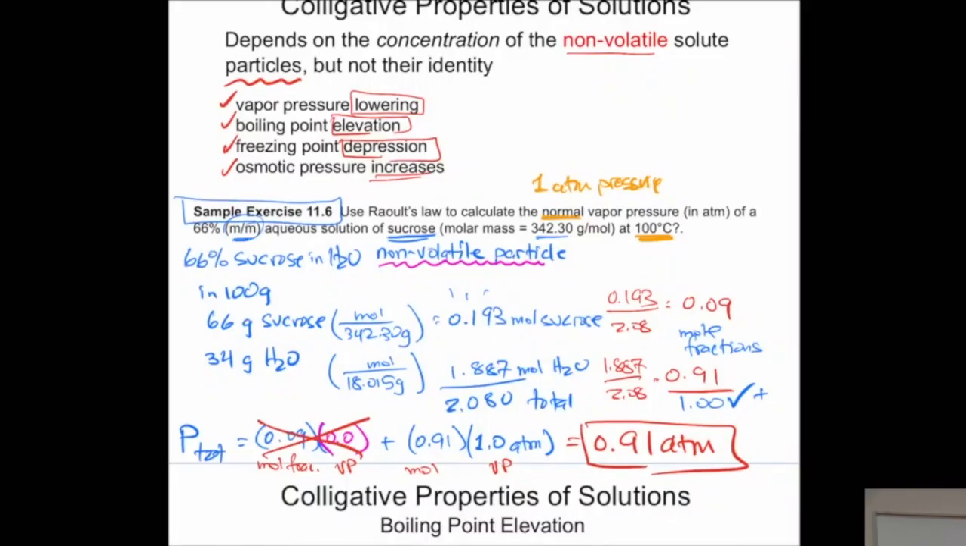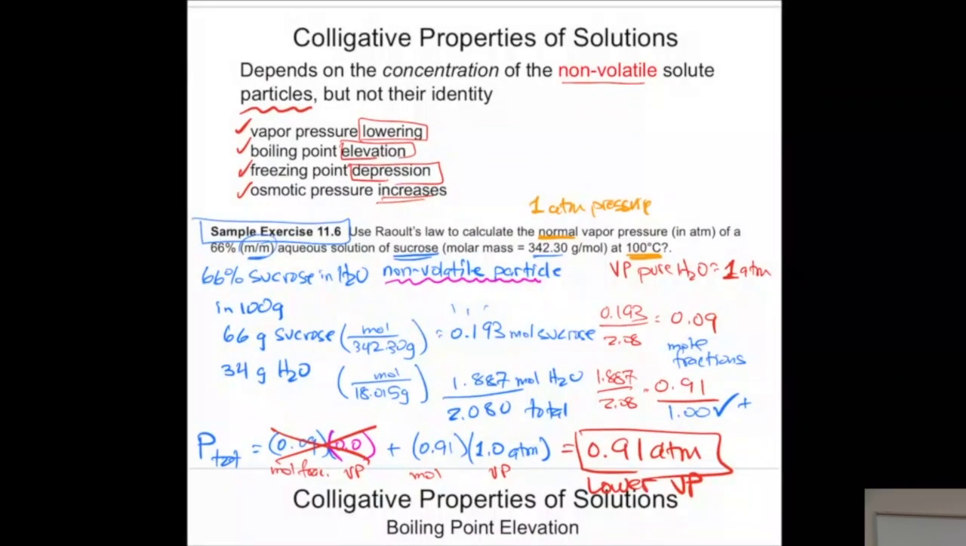So without the sucrose, if it was just pure water at 100 degrees Celsius, we know that the vapor pressure is 1.0. Let's just write that in. Vapor pressure of pure H2O is equal to 1 atmosphere. So we just plug that in. But by making a solution, an aqueous solution, we are effectively lowering the vapor pressure.